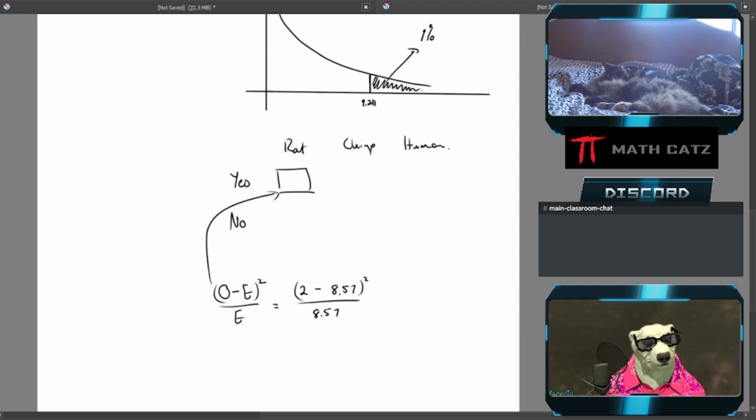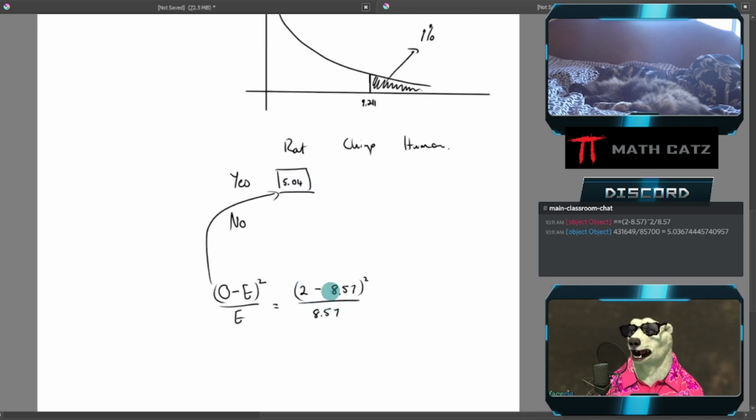We'll do a couple and then we'll pause because there's a lot to do and it's the same thing. We'll pause to give you a chance to see if you could do it. So 2 minus 8.57 in brackets, square that, divide by 8.57, and we get 5.04.